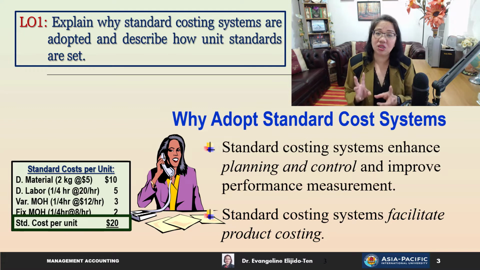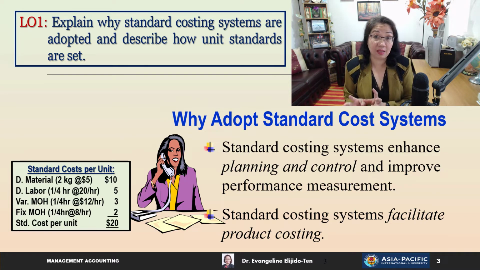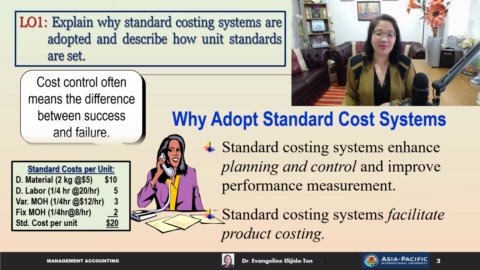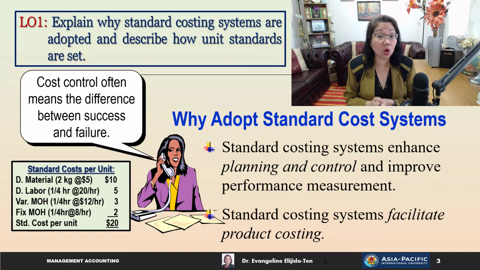Now, imagine if we have spent $20.50 actual cost per unit. Now, you might say, oh, it's only 50 cents. But if we are producing, let's say, 100,000 units times 50 cents, that is still $50,000 worth of extra cost. And so you can see that cost control often means the difference between succeeding or failing.